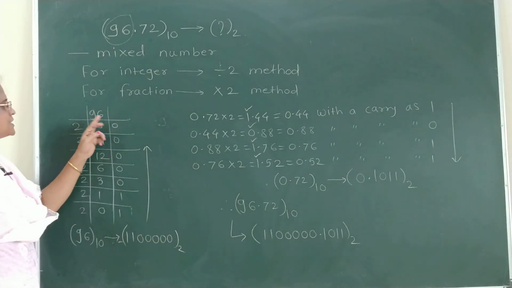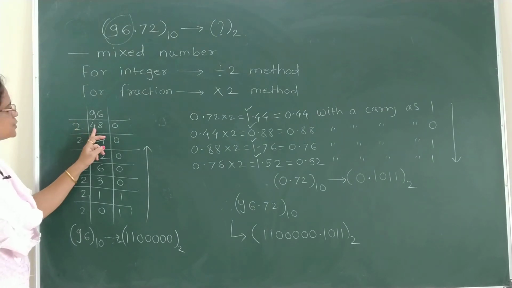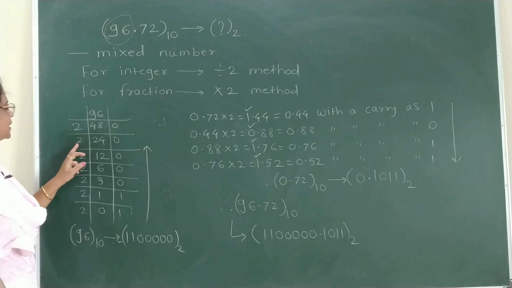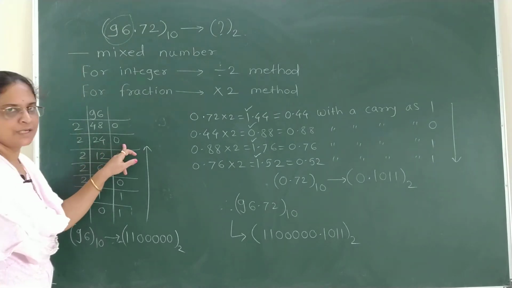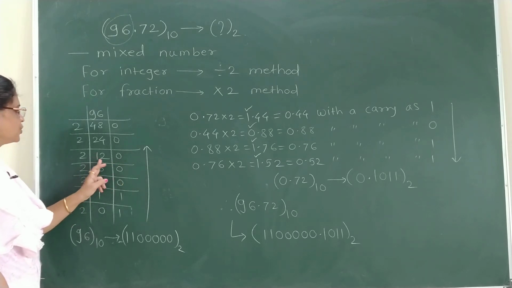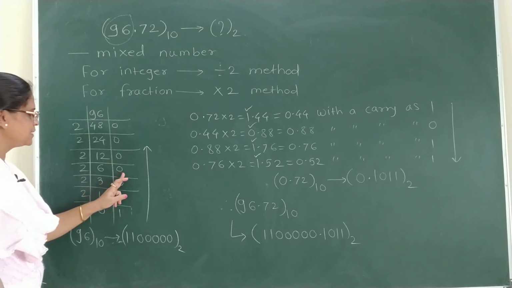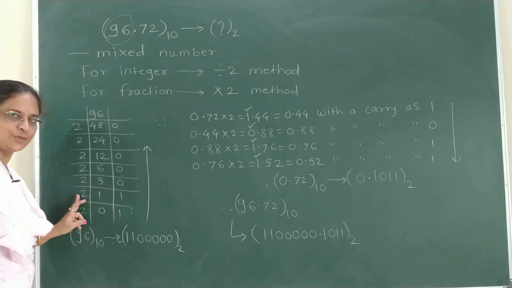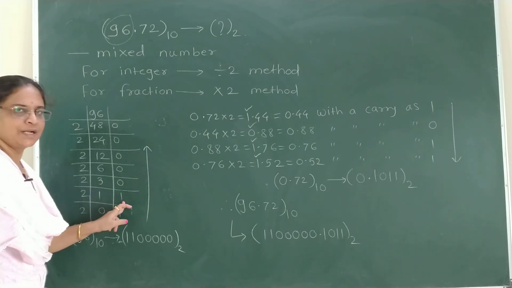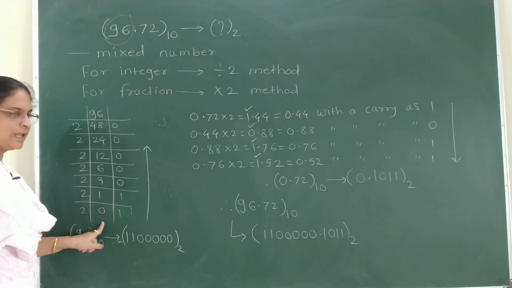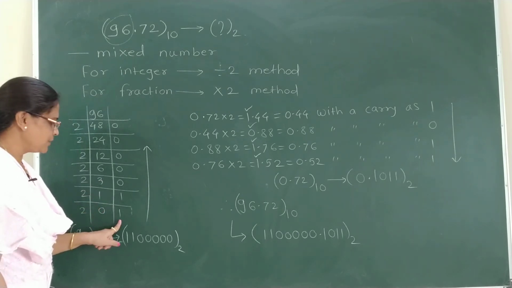So 96 by 2 shows first quotient 48, remainder 0. Continue. 48 upon 2, quotient 24, remainder 0. 24 upon 2, quotient 12, remainder 0. 12 upon 2, quotient 6, remainder 0. 6 by 2, quotient 3, remainder 0. 3 by 2, quotient 1, remainder 1. This is an odd figure. 1 upon 2, last step, quotient 0, remainder 1.